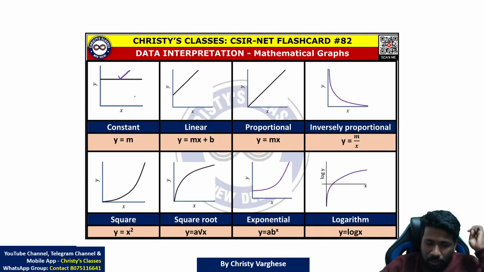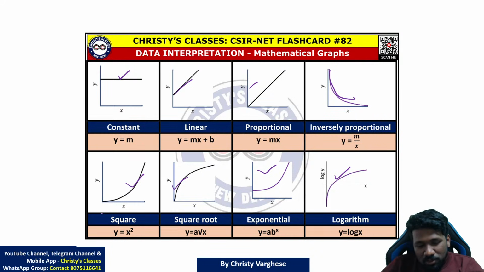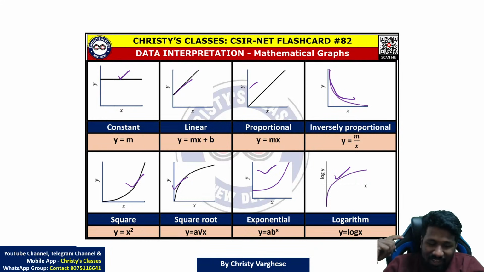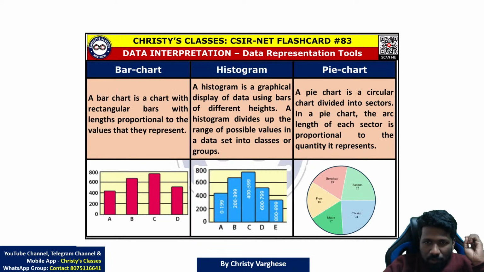Constant graph matlab parallel to x-axis. Linear graph, proportional graph, inversely proportional, square, square root, exponential, logarithm, etc. In one of the previous exams, this exponential graph, many students got confused. Exponential graph matlab any question, if there is a curve, don't think that is exponential. It depends upon what comparison is done. Is it x by y or rate of x by rate of y? Depending on that, it will change. Again, previous year questions, when I have explained it, I have elaborated that. Now, different types of data representation tool based questions can be asked.